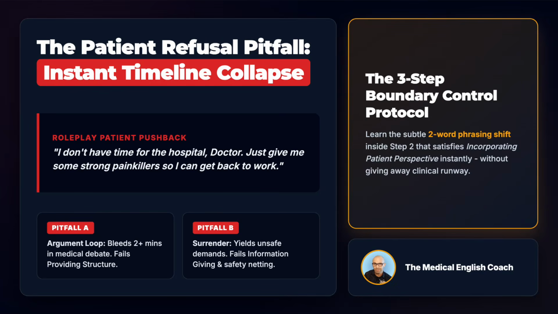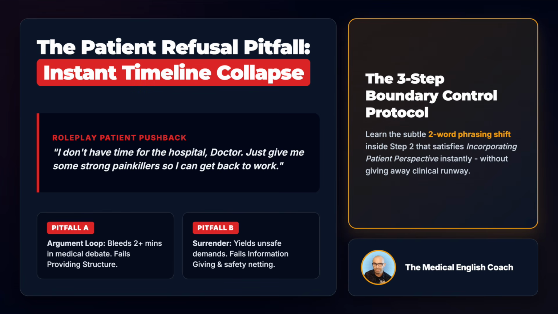One of the most stressful OET speaking scenarios for experienced international medical graduates is this. You present a clear, medically necessary treatment plan, like urgent hospital admission or starting statins, and the role-play patient flat out refuses. They look at you and say, "I don't have time for the hospital, doctor. Just give me some strong painkillers so I can get back to work."